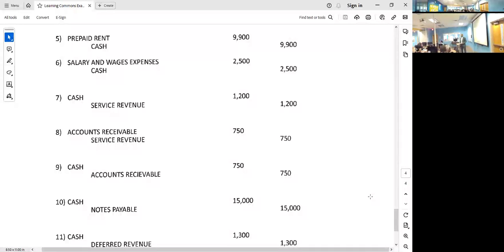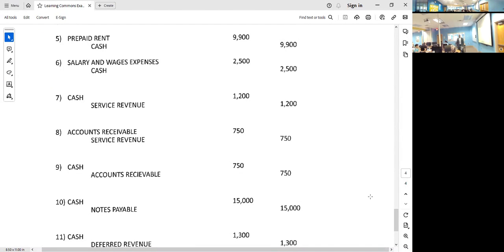So the service revenue is always gonna be credit. Yes, that's another thing too, remember, that revenue is gonna be credited. At this stage, you're not gonna debit a revenue. You're not gonna debit a revenue at this stage.